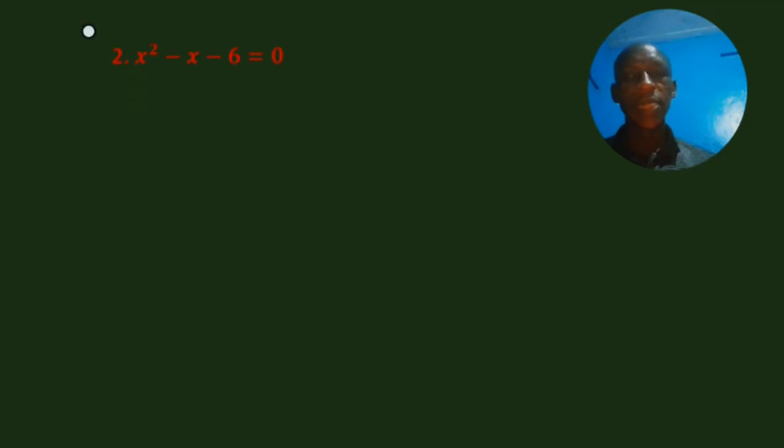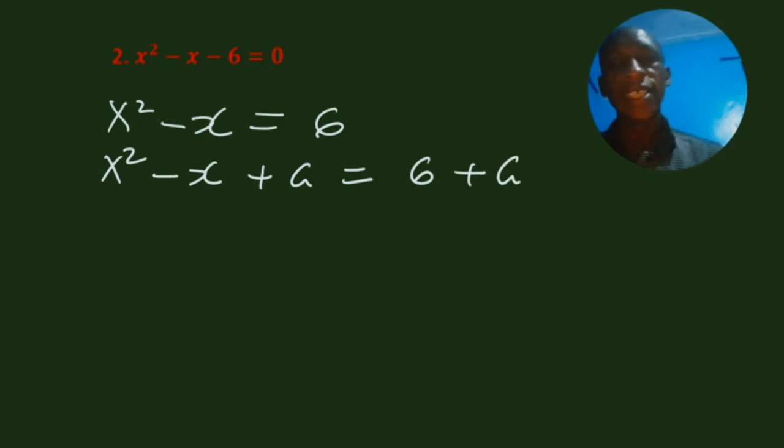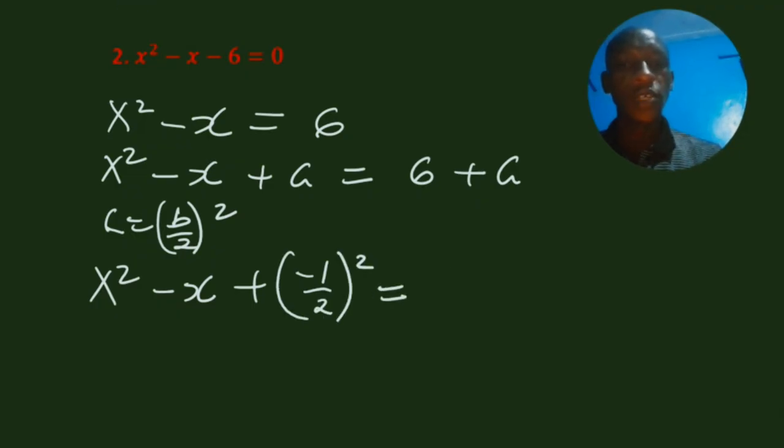Let us look at the second example. x squared minus x minus 6 is equal to 0. So the first step, we shall have that this is going to be x squared minus x is equal to positive 6. So x squared minus x plus c, which we don't have, is equal to 6 plus c. The coefficient of x squared is 1, and we know that if the coefficient of x squared is 1, c is equal to b all over 2 squared. So therefore, x squared minus x plus c, our b is negative 1. So therefore, plus negative 1 all over 2 squared is equal to 6 plus negative 1 all over 2 squared.